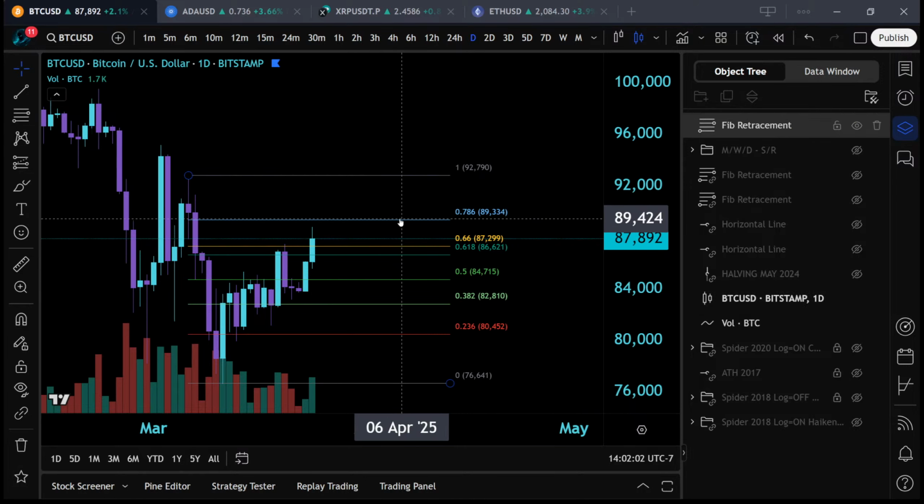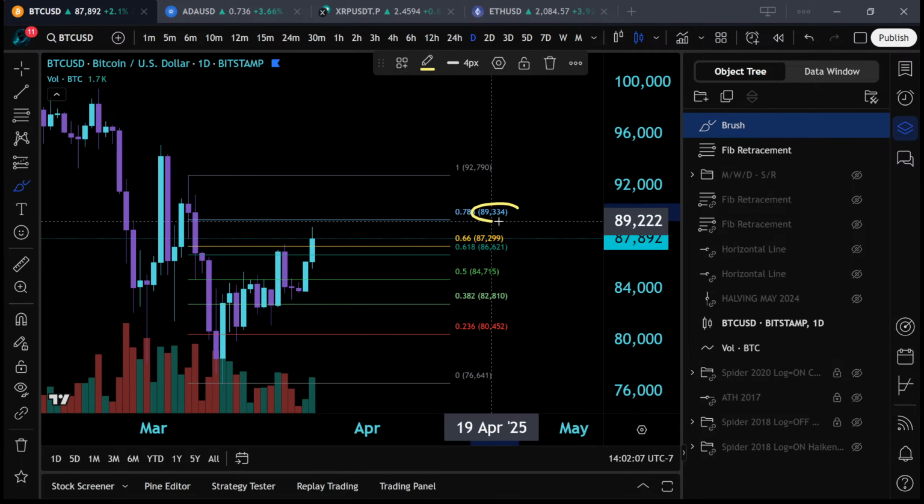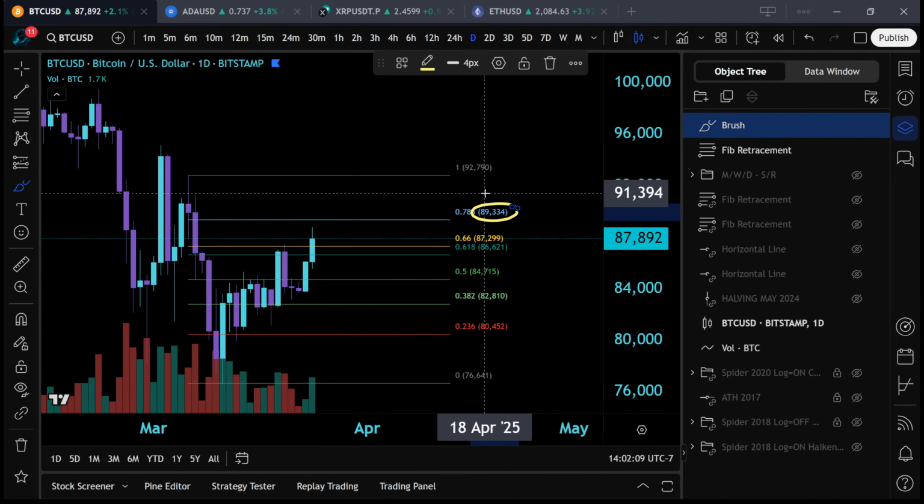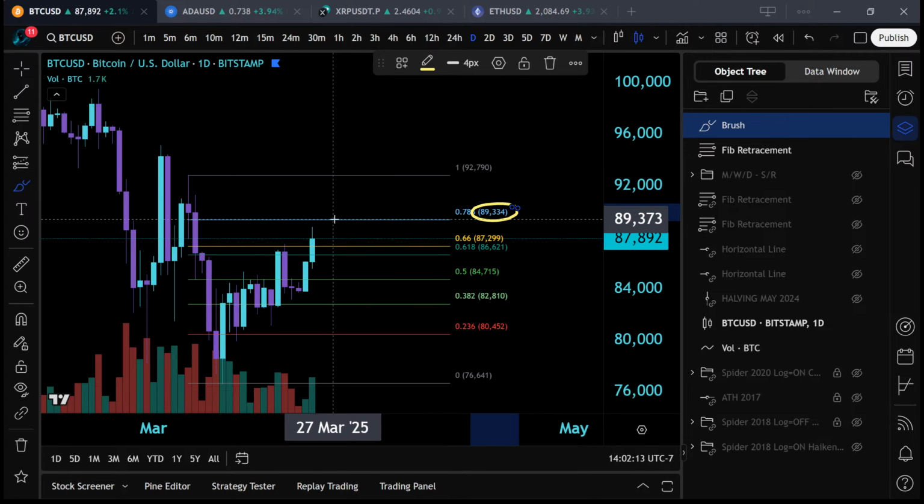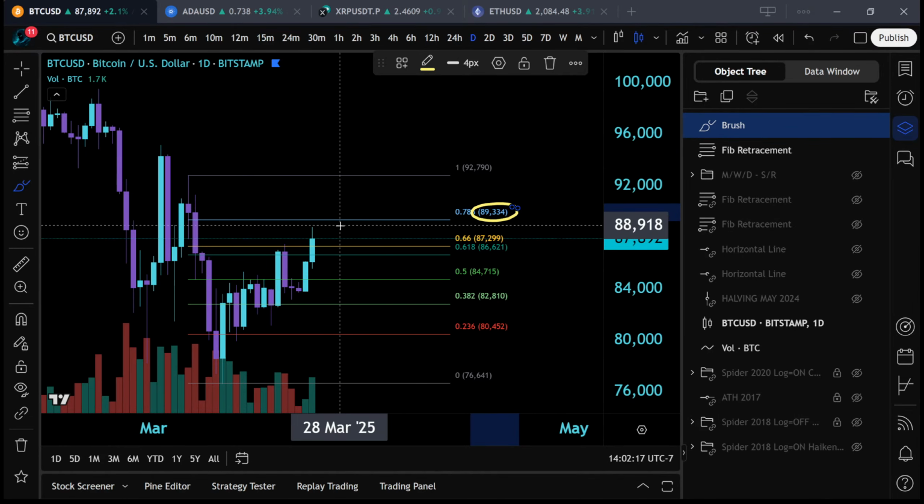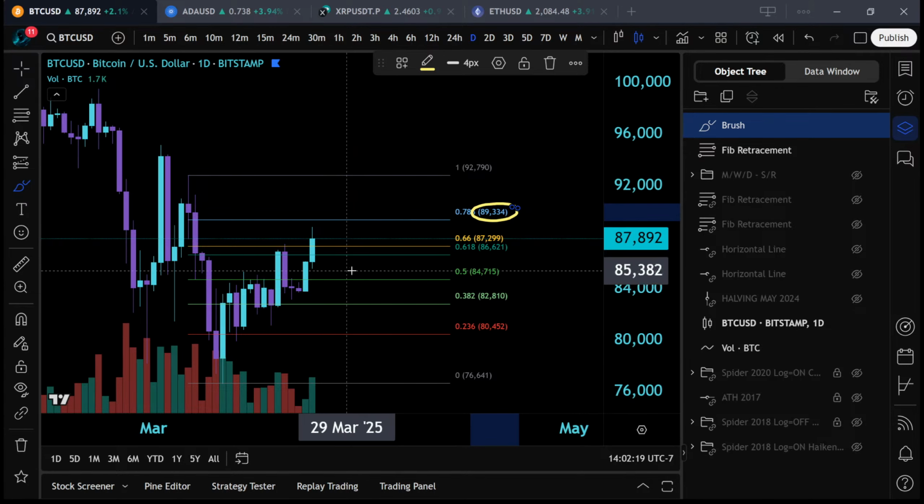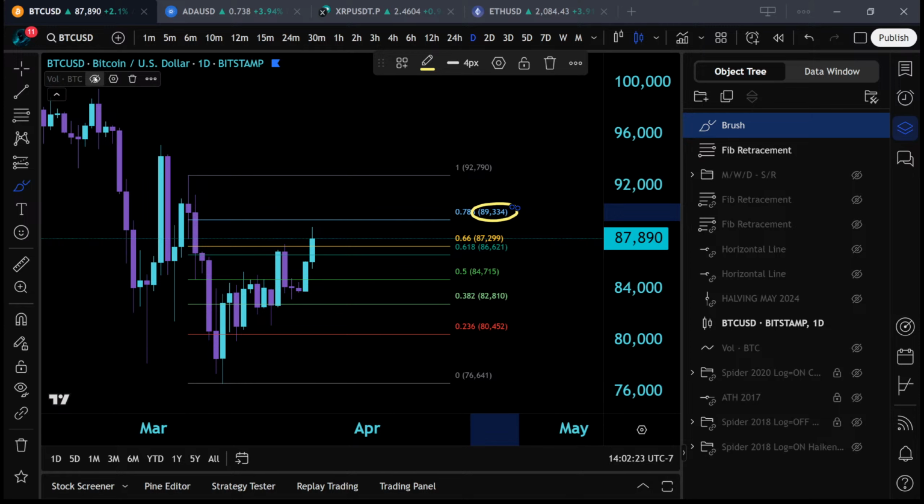I'm looking in between 89,334 and that resistance level I had, which was at 90K, which is right up here. So I'll be looking to take a short right here and ride that down. And then if that short goes in and it's in profit and I'm comfortable with it, I'll start looking at support levels, and I'll make another video to see how the trade is playing out and all that stuff.